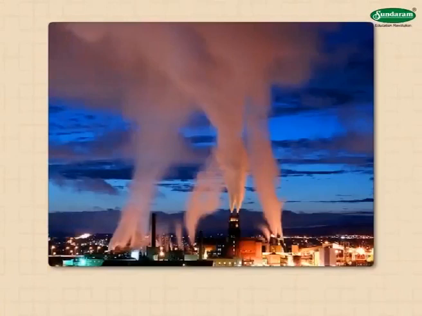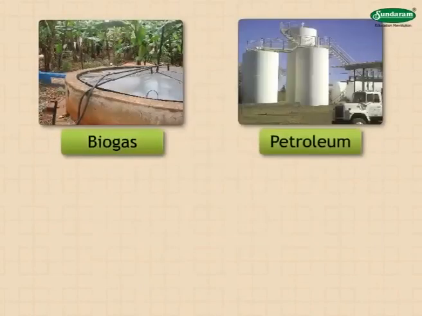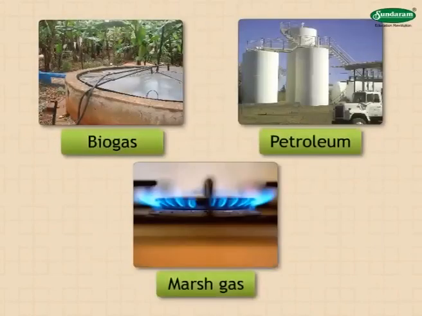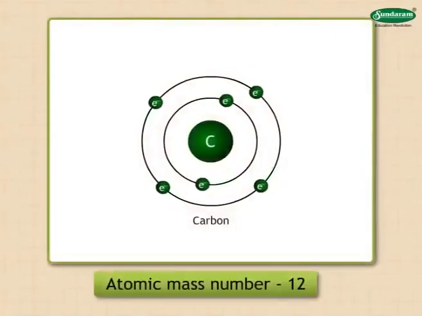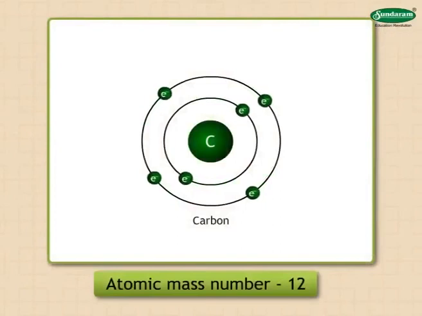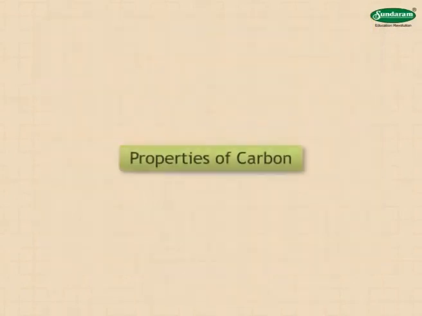Carbon is found in carbon dioxide in the air, as also in fuels like biogas, petroleum and marsh gas. Carbon has atomic number 6 and atomic mass number 12. Its valency is 4. Now, we shall move on to the properties of carbon.